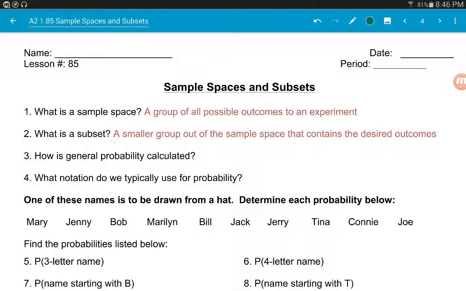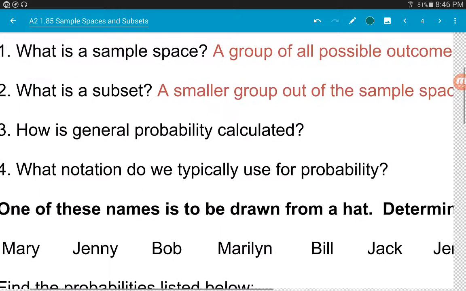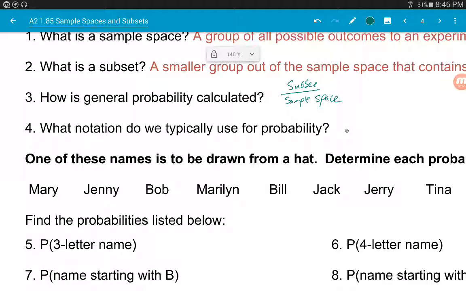What is a subset? A subset is a smaller group out of the bigger group. So in this case, we're talking about a smaller group out of the sample space that contains the desired outcomes. General probability is calculated by looking at the size of the subset over the size of the sample space. And the notation that we typically use for probability is P of something. It's like P of A or P of 3. That means probability.